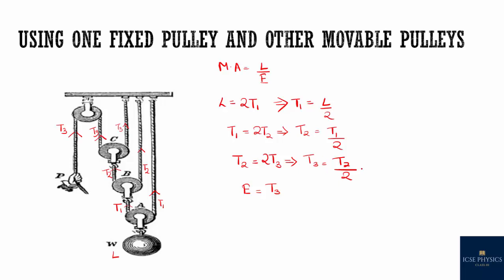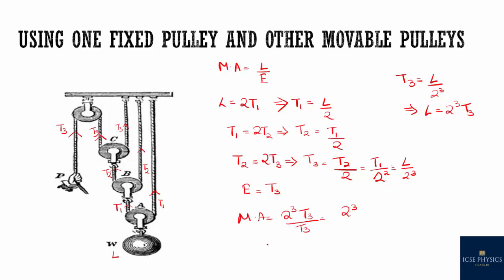Now T3 is T2 by 2. What is T2? It's T1 by 2. So I can write T1 by 2 into 2, that is T1 by 2 squared. What is T1 again? L by 2. So instead of T1, putting L by 2, we get T3 equal to L by 2 to the power 3, that is L by 2 cube. E is equal to T3. That implies L is equal to 2 to the power 3 times T3, right? Now mechanical advantage is load by effort. What is load? 2 to the power 3 T3, by effort T3. That is 2 to the power 3.